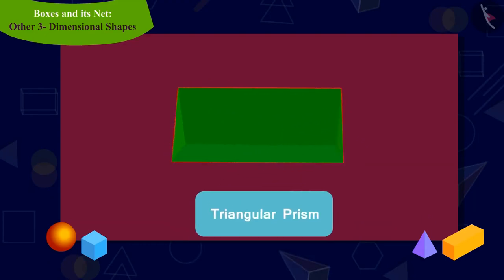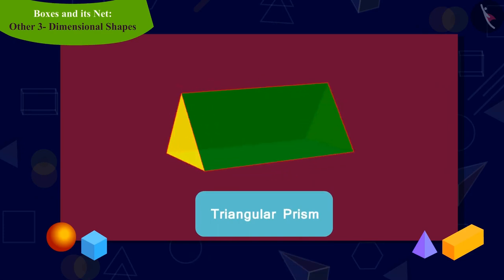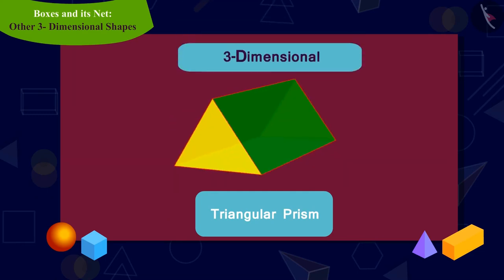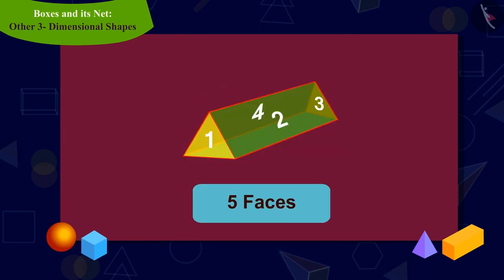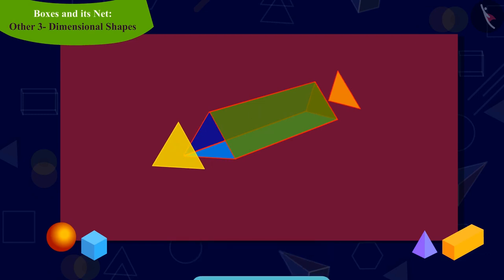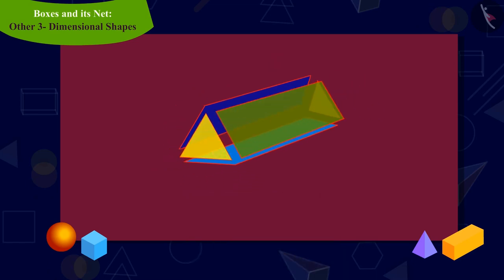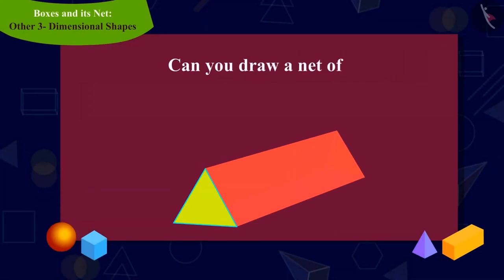Yes, it is a triangular prism. A triangular prism is a three-dimensional shape which has five faces in total, of which two are triangles and the remaining are rectangular faces. Can you draw the shape of the net of this triangular prism?